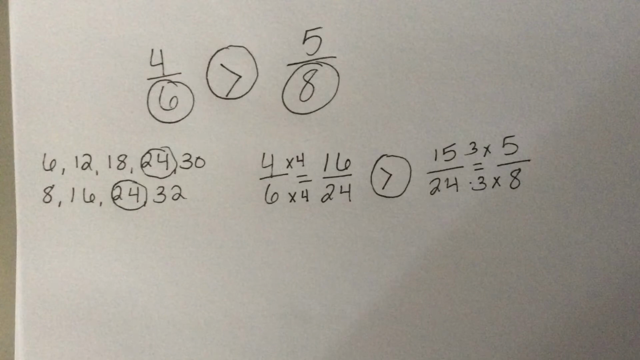I figure out that 6 times 4 is 24, so then I have to multiply the 4 in the numerator also by 4. So I now have an equivalent fraction of 16/24. Same with 5/8, 8 times 3 is 24, so 5 times 3 is 15. That tells me that the 4/6 is the greater fraction.